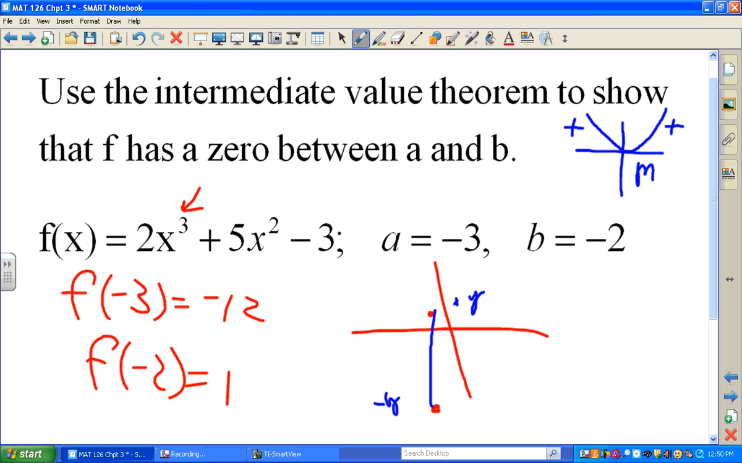Minimum. You can find the minimum if you want to find that. Okay? All right, so far so good. Ready? All right.